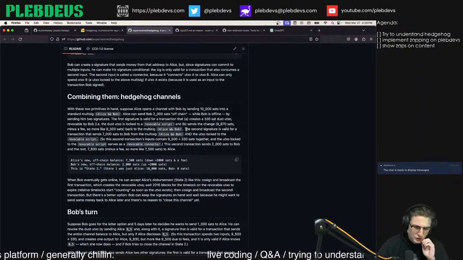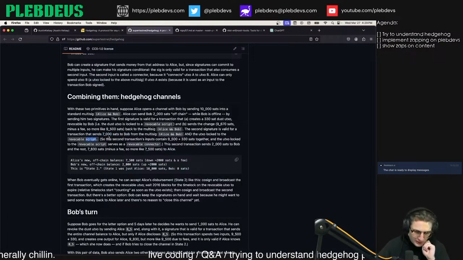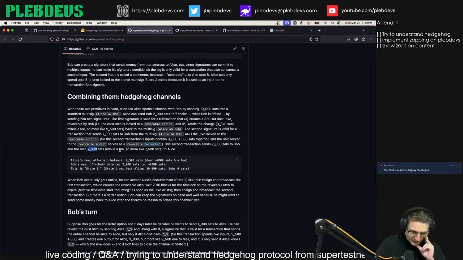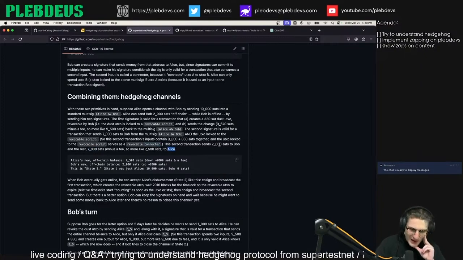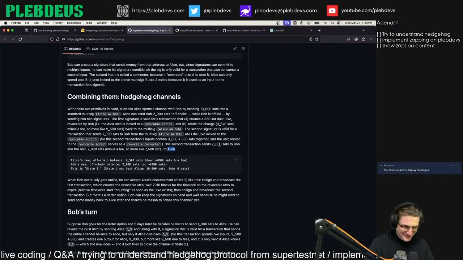The second signature is valid for a transaction that sends 2,000 sats to Bob from the multisig and the UTXO locked to the revocable script. So the second transaction input contains 9,500 plus 330 together, and the UTXO locked to the revocable script serves as a revocable connector. The second transaction sends 2,000 sats to Bob, and the rest, 7,830 sats minus a fee, back to Alice. I felt like I was following there at the beginning.